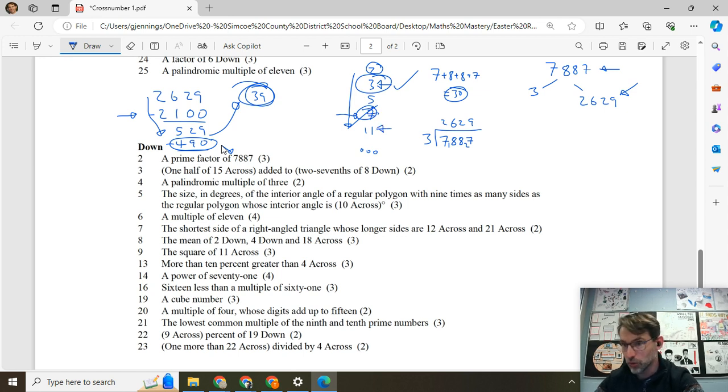11 has a super cool test. I'm so excited we got here. This is the way you apply your test for 11. Just like the digit sum for 3, except with 11, you do what's called the alternating digit sum. We add 2, we subtract 6. We add 2, we subtract 9. This works out to negative 11. So you add, subtract, add, subtract alternate digits.